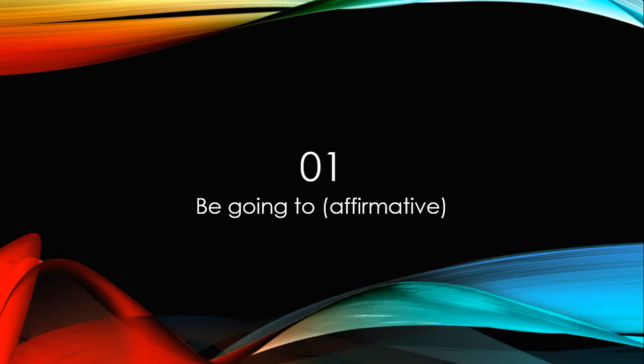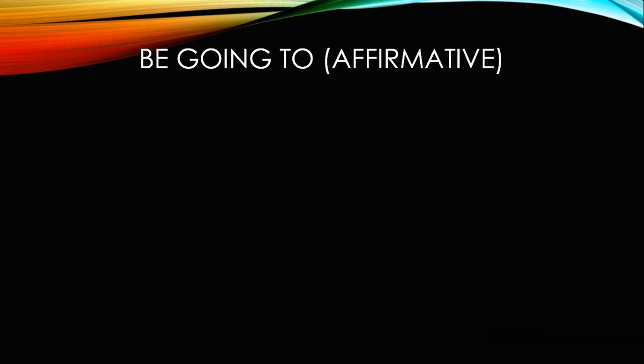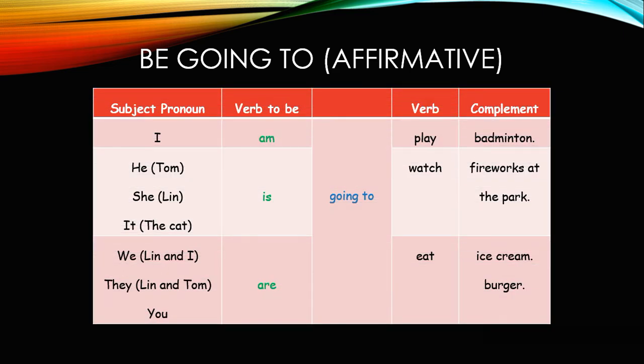Activity 1. Be going to affirmative. Affirmative means the sentence or statement is true. I hope you still remember this one from the previous lesson. Alright, to form a sentence be going to, firstly, we need to have the subject pronouns, verb to be, going to, verb, and also complement.